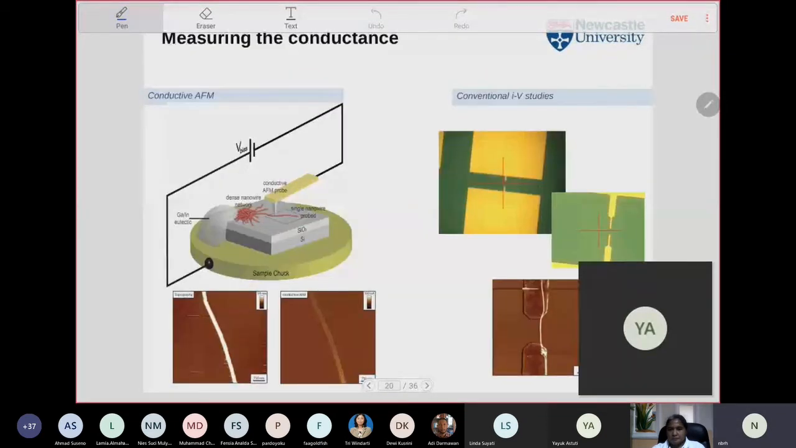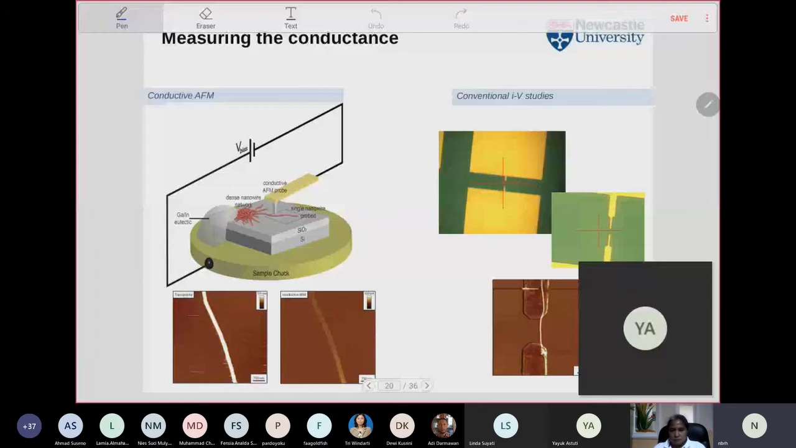Oh, there we go. Okay, so that's what I wanted to say about mechanisms. I want to just finish by talking about measuring the conductance of these things. So we have three ways of doing that, and two of them are sketched on this slide.